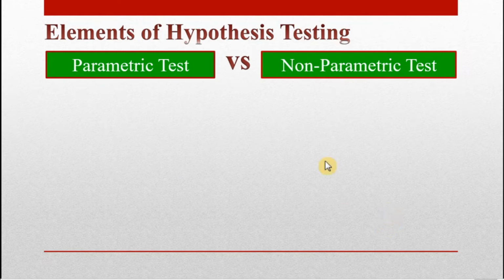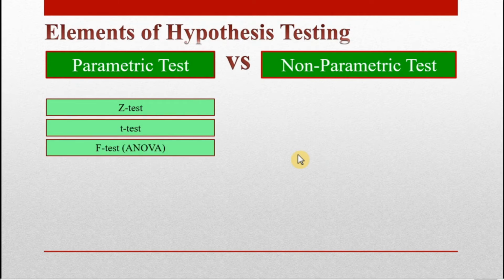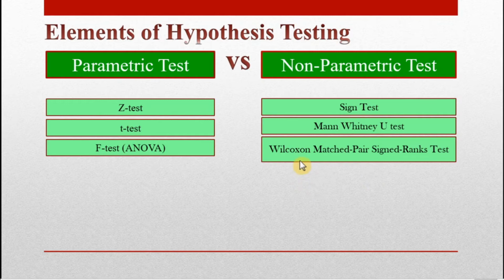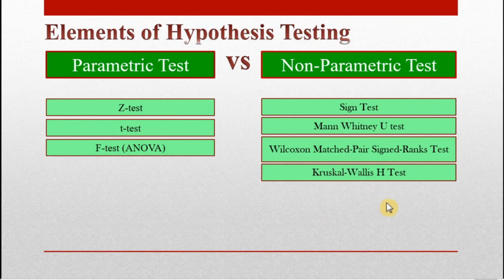Some examples of parametric tests, we have the z-test, t-test, f-test, or what we call our analysis of variance, or ANOVA for short. Do not get intimidated with the following tests because we will be talking about each of them as we move forward. The non-parametric equivalents of these tests are the sign test, Mann-Whitney U test, Wilcoxon matched-pairs signed-rank test, Kruskal-Wallis H test, and the Friedman test.